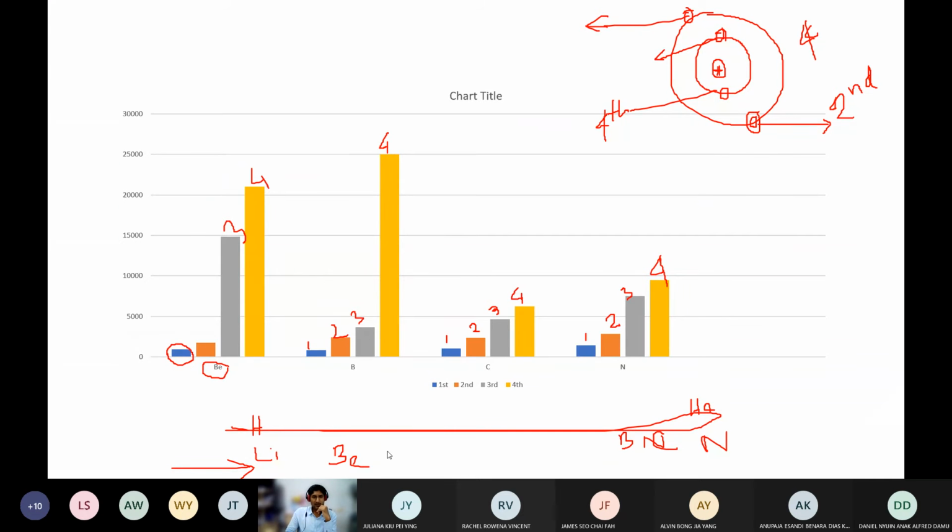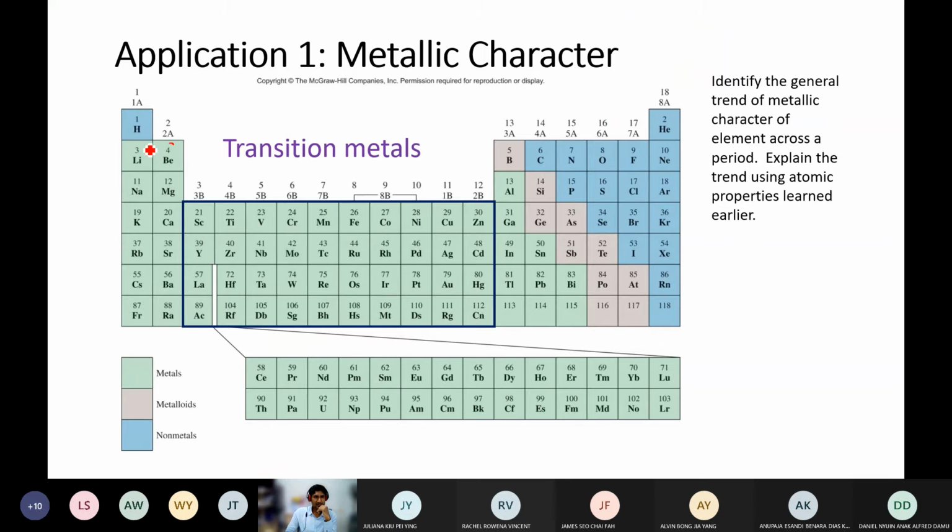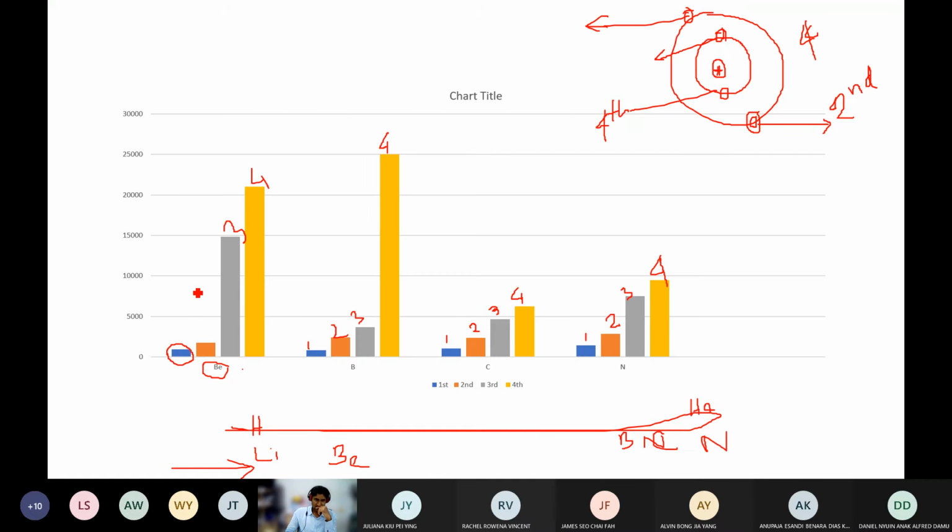For beryllium, we see that beryllium is here, right? Its atomic number is 4. Beryllium has 4, boron has 5, and then carbon and nitrogen have 6 and 7. So 4, 5, 6, and 7, right?